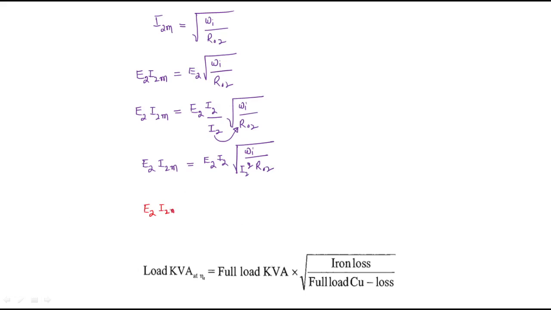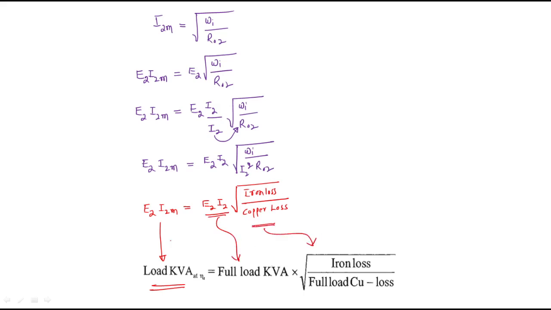E2 I2M equals E2 I2 into iron loss by copper loss. This is the load kVA corresponding to full load, corresponding to maximum efficiency. Load kVA corresponding to maximum efficiency: E2 I2 is nothing but the full load kVA, square root of iron loss by copper loss. This is the formula for this.